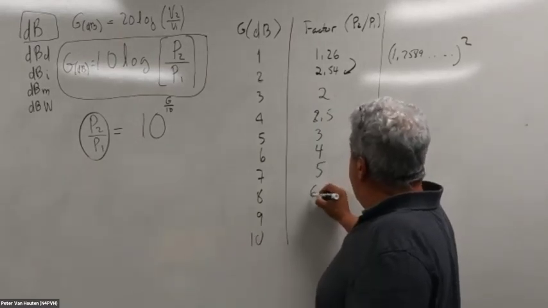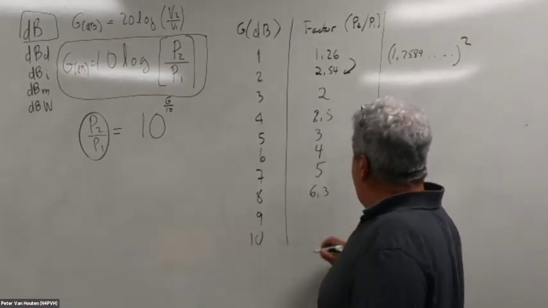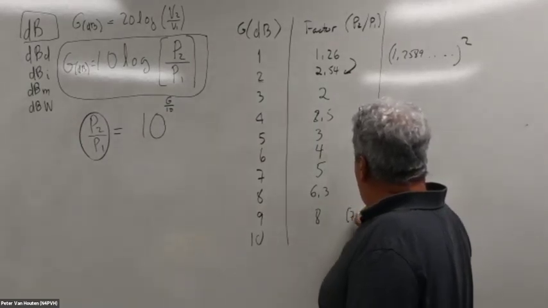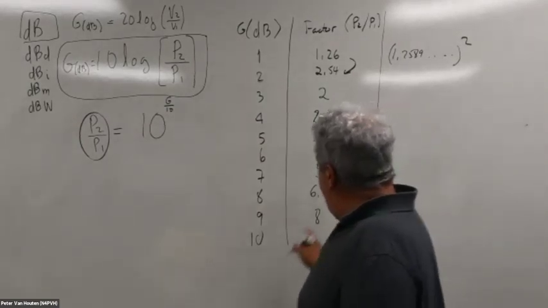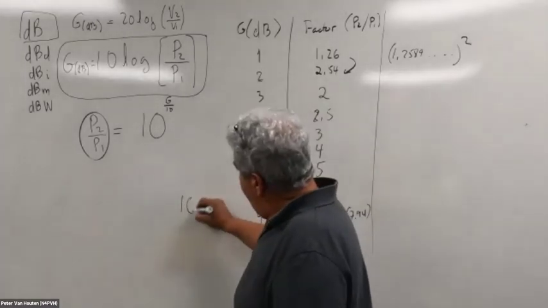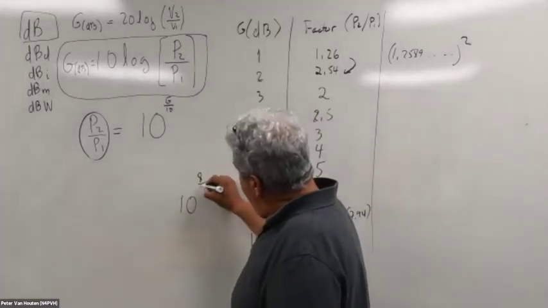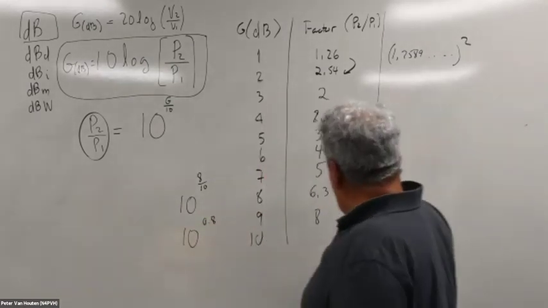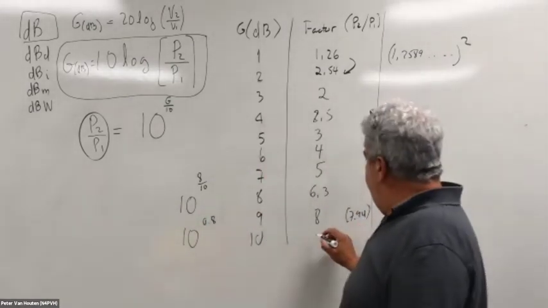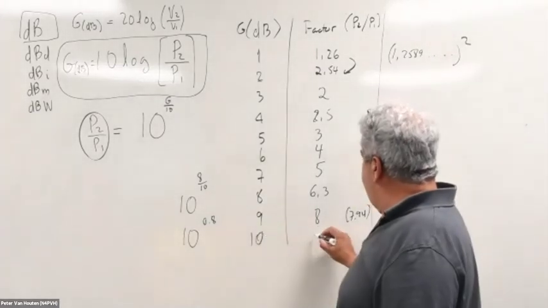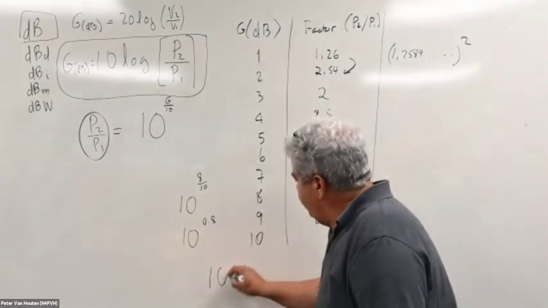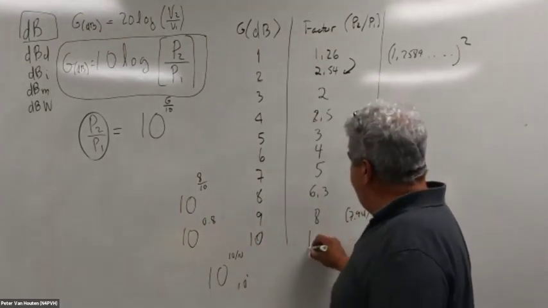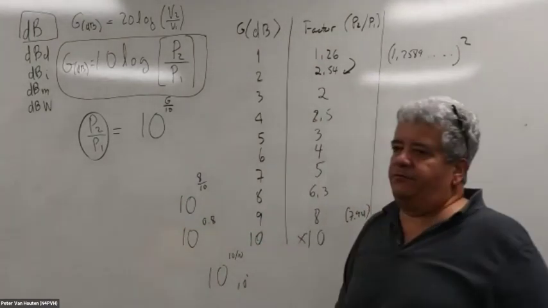This is like 6.3. This is pretty close to 8. I think it's something like 7.94. You can take the 8 and 8 to the 10, or in other words, 10 to the 0.8 power should be this. Then we got the 10, which is 10 to the 10 divided by 10, which is 10 to the 1. So it's a factor of 10.